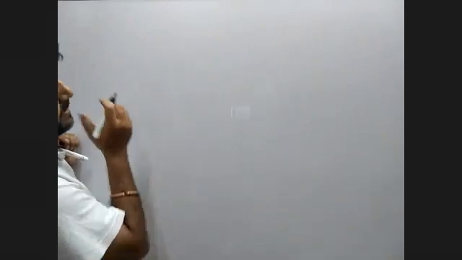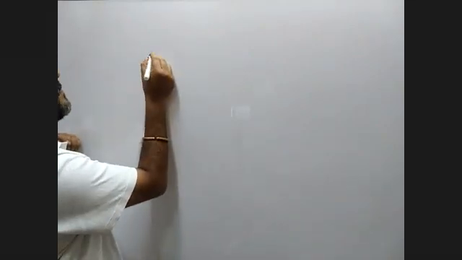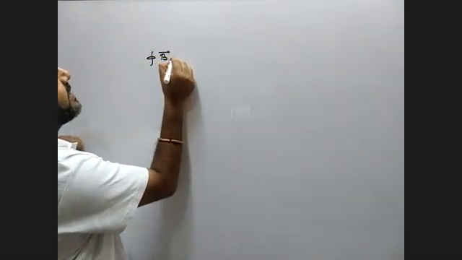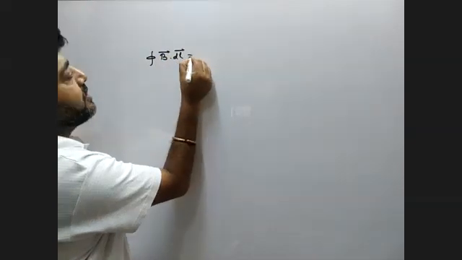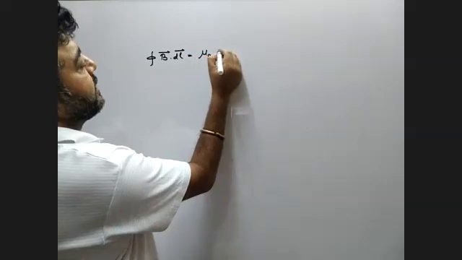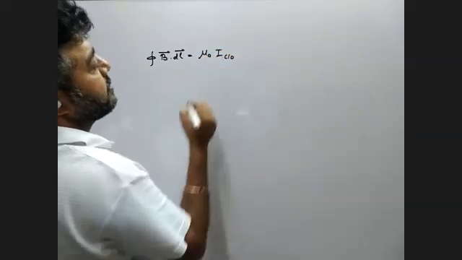Good evening, everyone. So today we start a very important topic, that is Ampere circuital law. So what happened in Ampere circuital law? Line integration of magnetic field, that is B dot dl, is equal to mu naught times the current enclosed by the circuit.